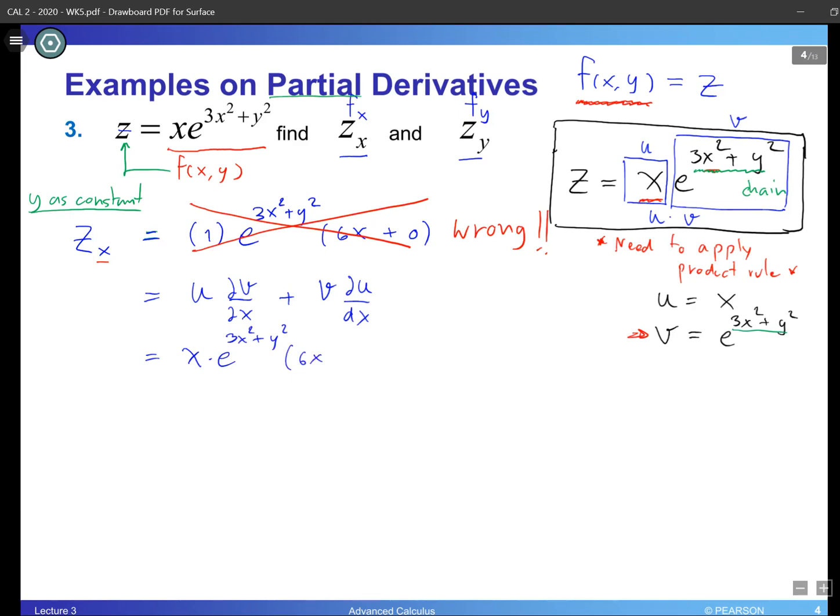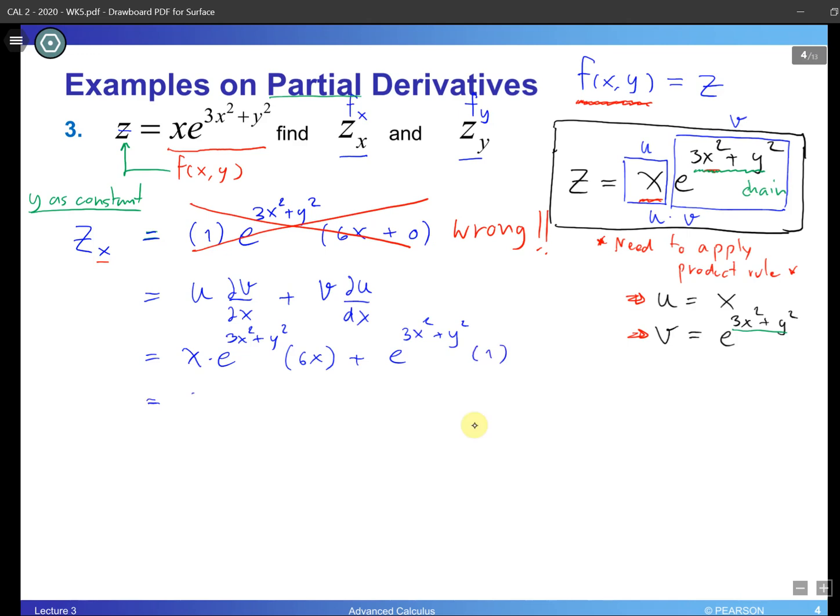And for y, it's going to go away. So I can close it right here. Now, plus v, the whole term, I bring it right here, 3x squared plus y squared. Now I need to diff u right here with respect to x. Of course, I get this 1.